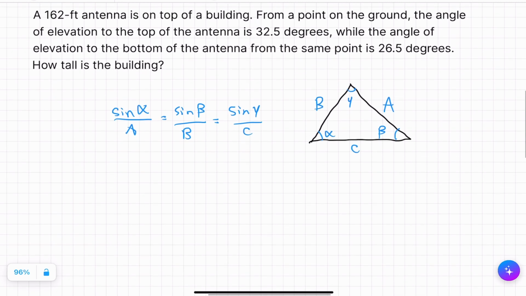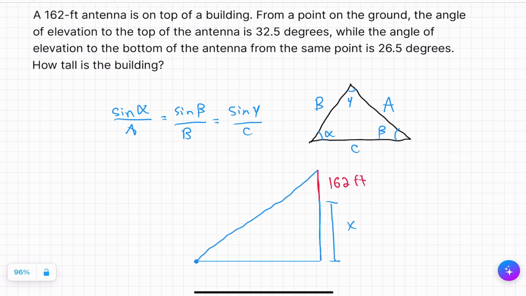The first thing I always do with problems like these is draw a picture of exactly what's going on. So first, I'll draw my antenna, which is 162 feet. And now I'll draw my building in blue. And this is what we're trying to find, the height of that building. And I'll represent that with an X. And we know that from some point on the ground, the angle of elevation to the top of the antenna is going to be 32.5 degrees.